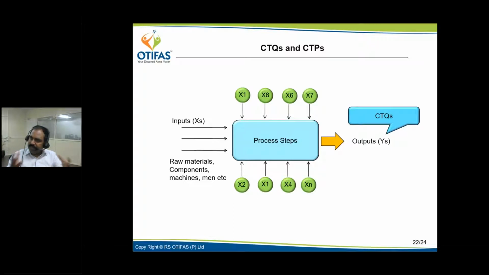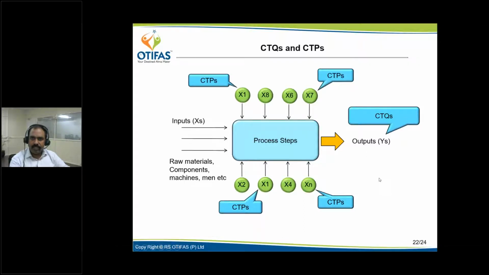Now what is the base data? Around 5% or 6%, something. Now comes the process inputs. Process inputs have x1, x2, whatever it may be. Now these are CTPs, this is the CTQ. Now see this graph.